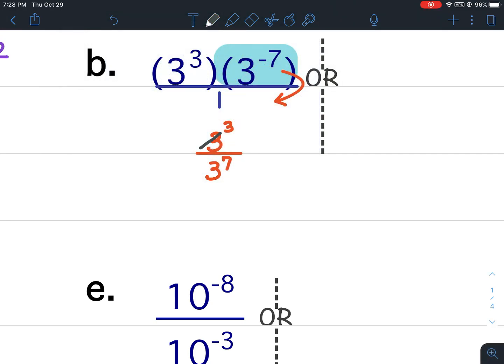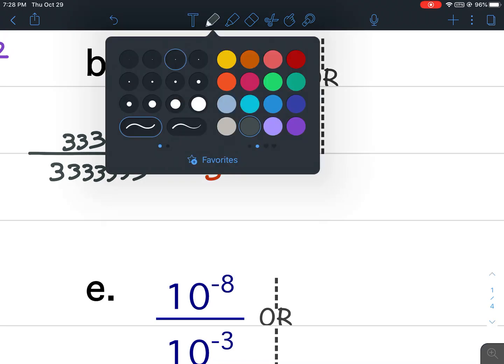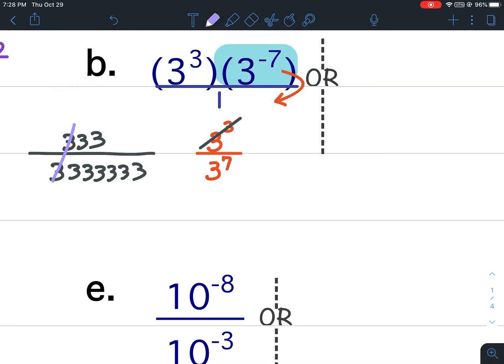I cross out the term with the smaller exponent. And the reason why this is, that would be like having, you don't have to write this down, just follow along. There'd be 3 3s on top, and 1, 2, 3, 4, 5, 6, 7 3s on the bottom. And then they would cancel, they would cancel, they would cancel. So what's left? 4 3s on the bottom. Nothing's on top, so you would put a 1. All right.